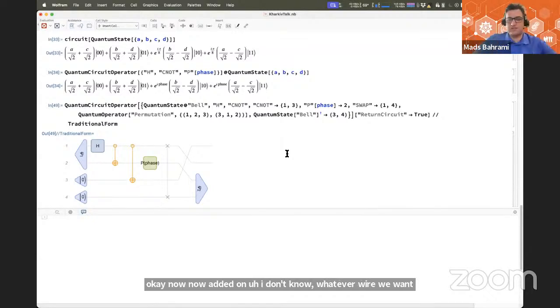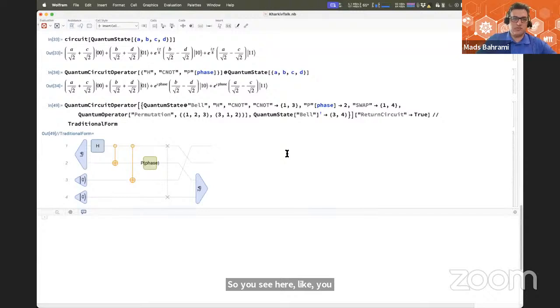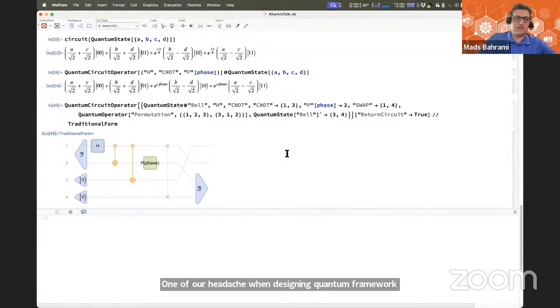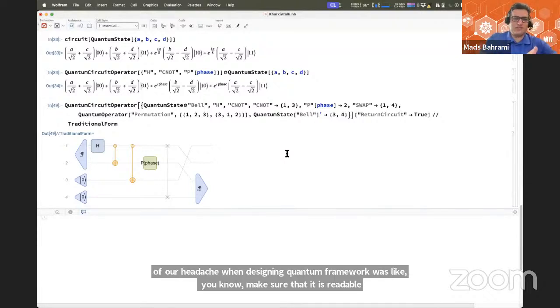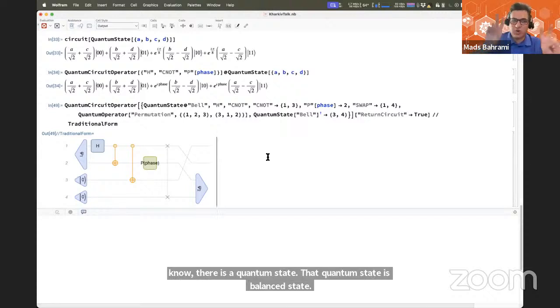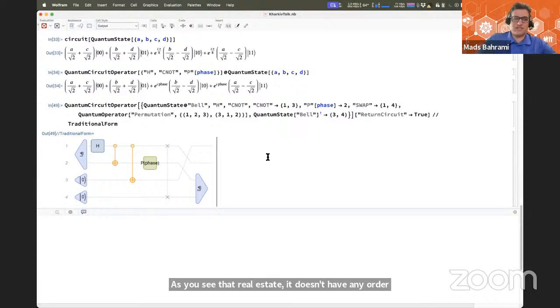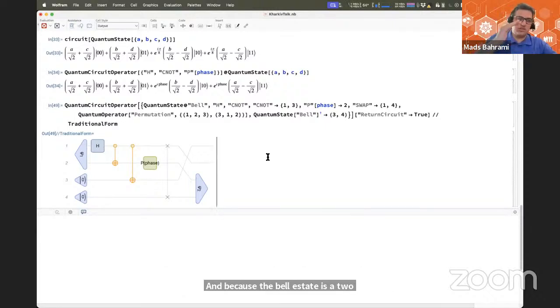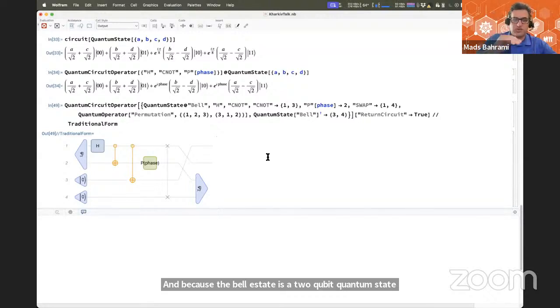So you see here, and by the way, very similar to Wolfram Mathematica. One of our headaches when designing the quantum framework was making sure that it is readable. For example, let's just look at the code. We are saying there is a quantum state. That quantum state is a Bell state. As you see, that Bell state doesn't have any order, there is no number in front of it. So automatically we start from the first wire. And because the Bell state is a 2-qubit quantum state, it's going to be on number 1 and number 2.